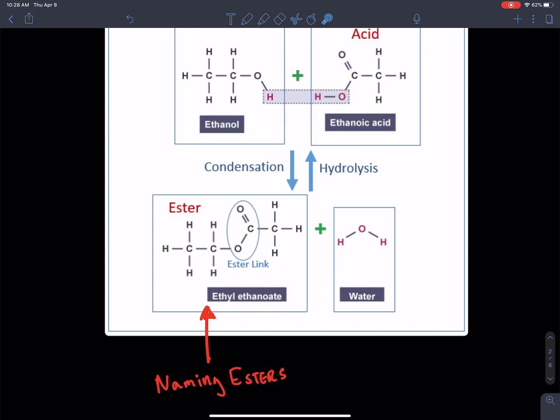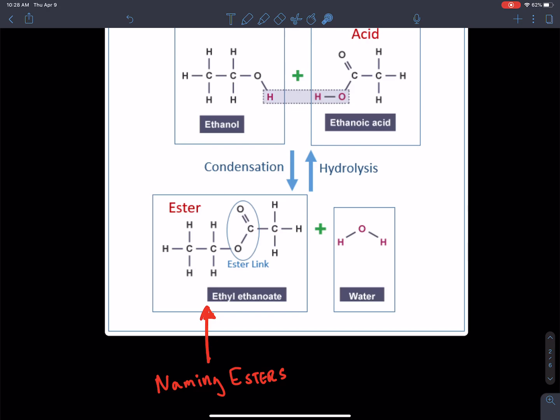So I have 2 carbons, so that's ethane. Ethanoate represents an ester instead of oic, which is acid. So ethanoate is that part. And ethyl is the part that's attached to that oxygen over here. So if this was 3 carbons, that would be propyl ethanoate. If it was 1 carbon, that would be methyl ethanoate.